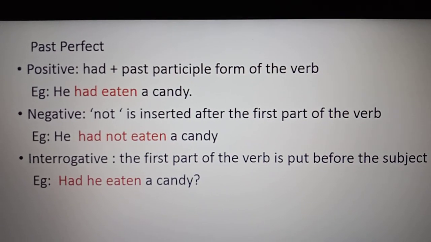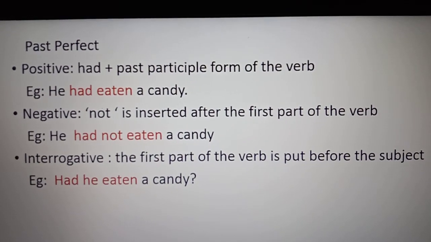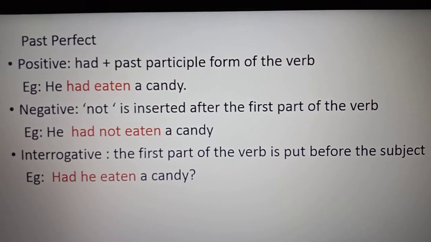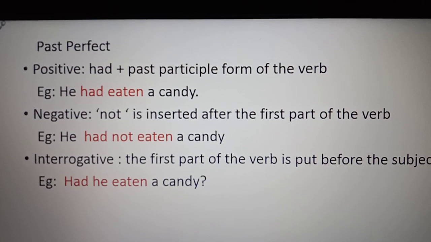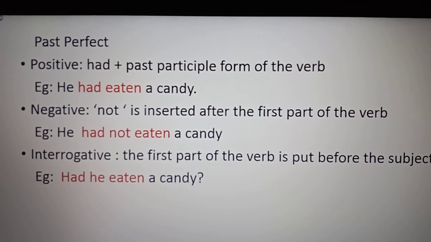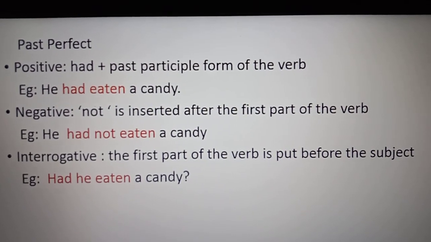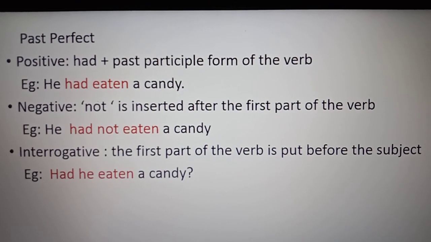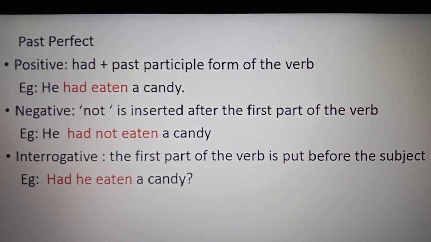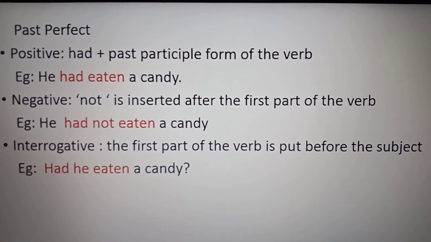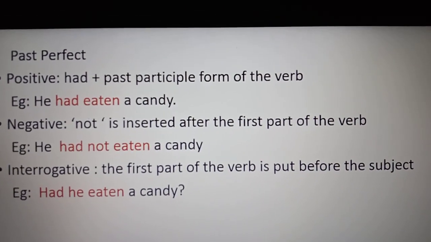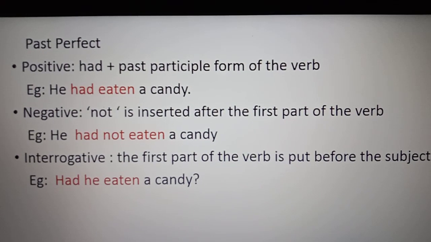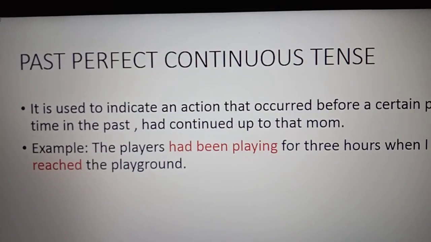Negative is: he had not eaten. Negative means when we are using not. And interrogative again, has, had, was, were, is, are, these are all the auxiliary verbs, auxiliaries, modals. These will all be coming in the first place. Had he eaten a candy? Okay. Got it, children? So this is all there.